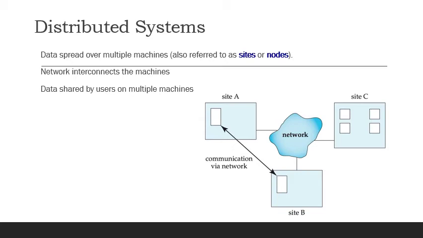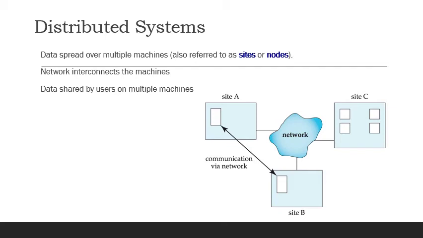The computers in a distributed system are referred to by a number of different names such as sites or nodes, depending on the context in which they are mentioned. The main differences between shared nothing parallel database and distributed database are that distributed databases are typically geographically separated, separately administered, and have a slower interconnection.